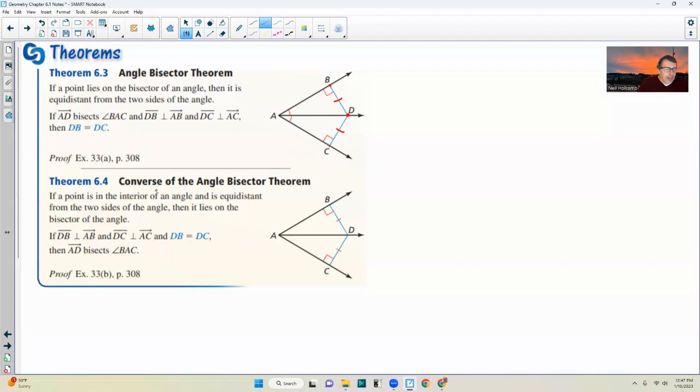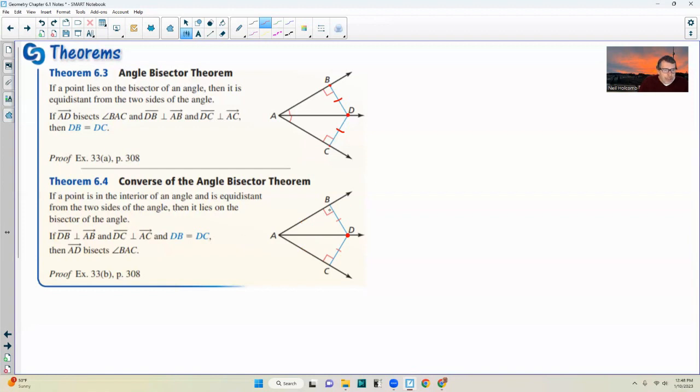Theorem 6.4 is the converse of that. So it says if a point is in the interior of an angle and is equidistant from the two sides, so what that means is put D here, but there's no lines or anything here. If you just put a point on, I could have put it here. And then if I drew a line perpendicular to the ray and draw a line perpendicular to the ray, then those two segments are perpendicular. And you can do that anywhere as long as the point is in the interior of the angle.